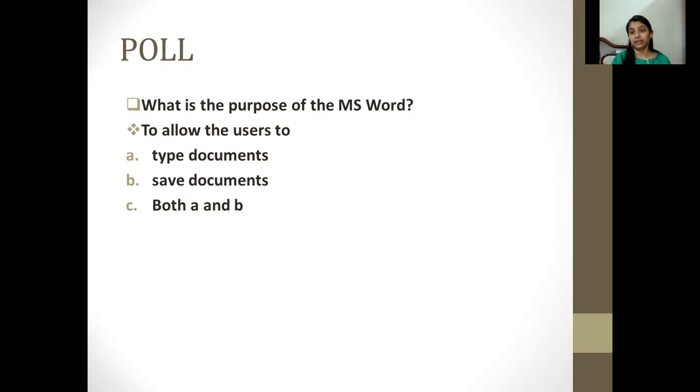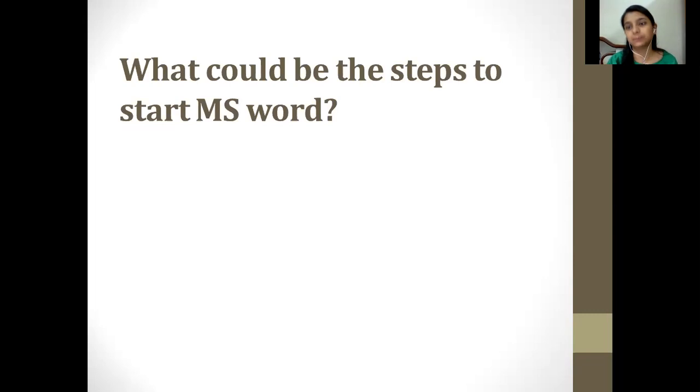Definitely for a Word file, what we do is we have to type the document, information, knowledge, whatever we want to write, and we would be saving it afterwards so that our written data would be saved. Okay, so the right answer would be both A and B. Good.